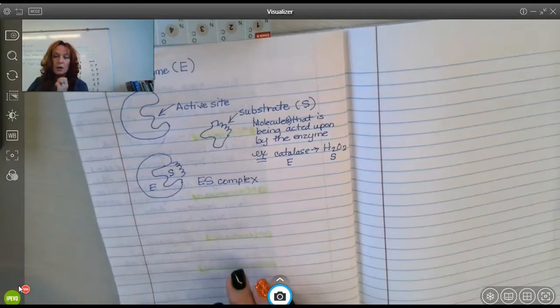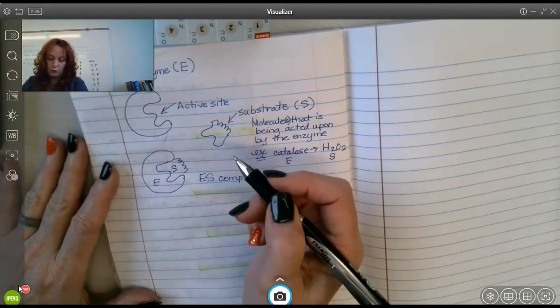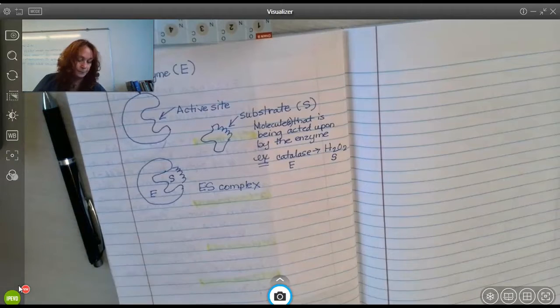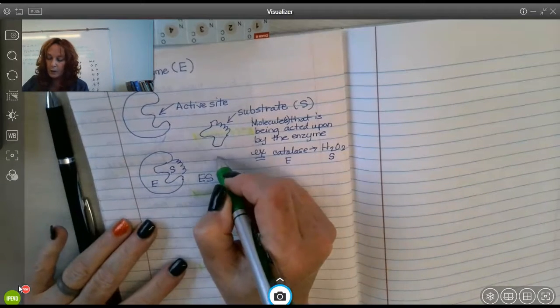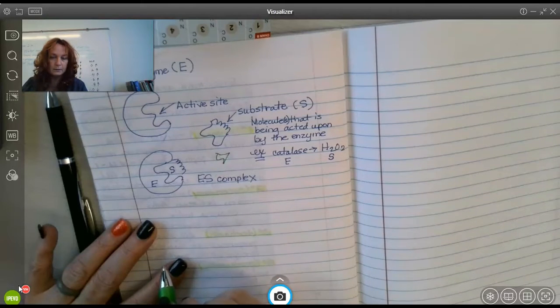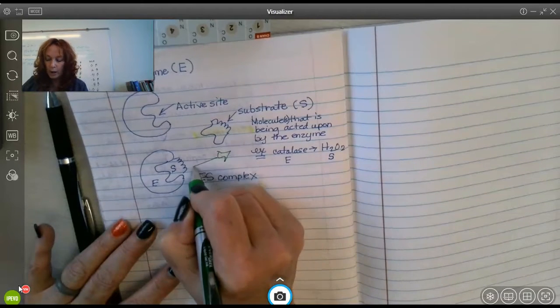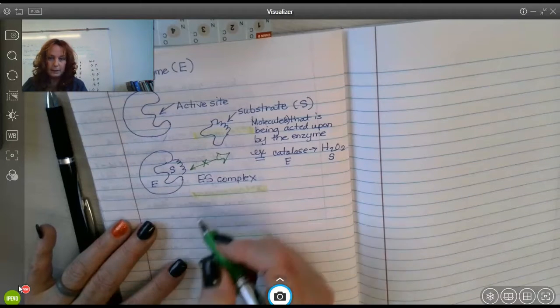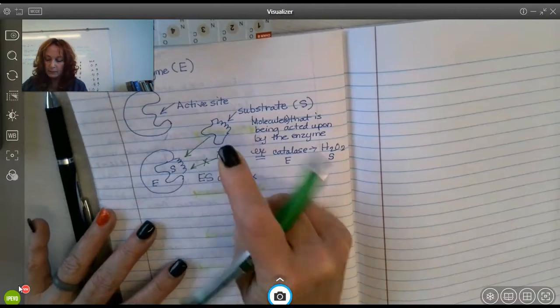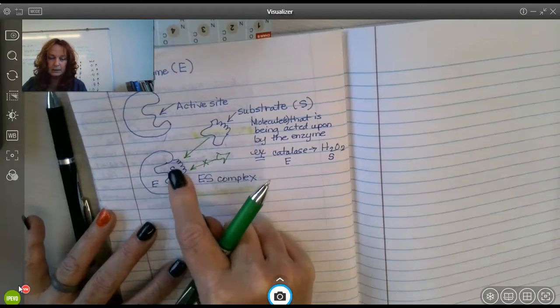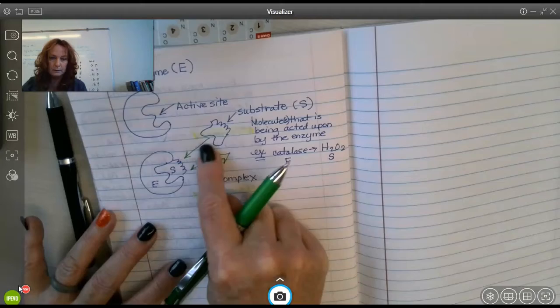So if there's another molecule, let's just draw something else. Get a different color. So maybe there's another molecule that looks like this. It will not fit there. It's just going to be this substrate that has the active site exactly made to fit it.